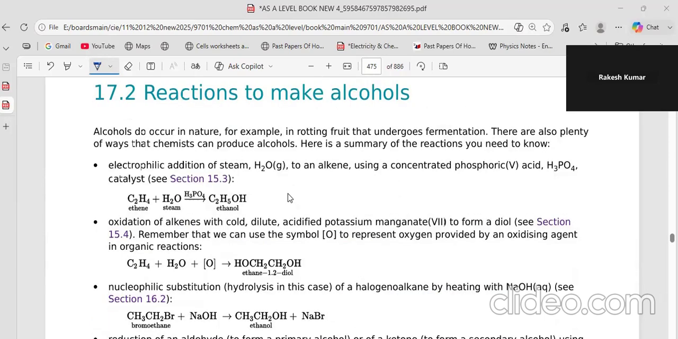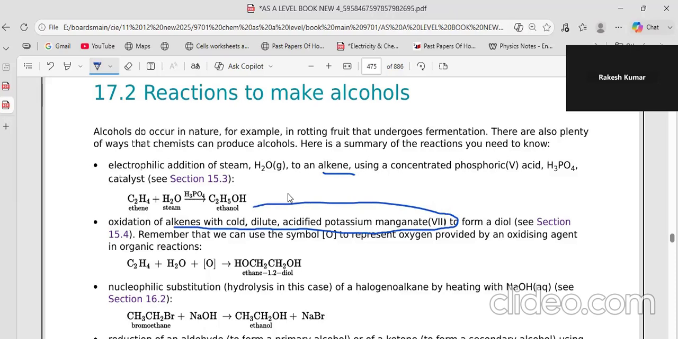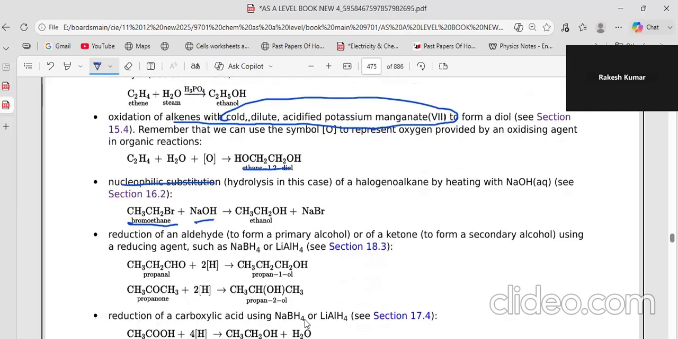These are the ways in which you can make alcohols. One is the electrophilic addition. H2O is added to the double bond of the alkene. The other is oxidation of alkenes with cold potassium permanganate. So it forms a diol. And of course, from halogenoalkanes, aqueous NaOH, nucleophilic substitution, all these give alcohols.